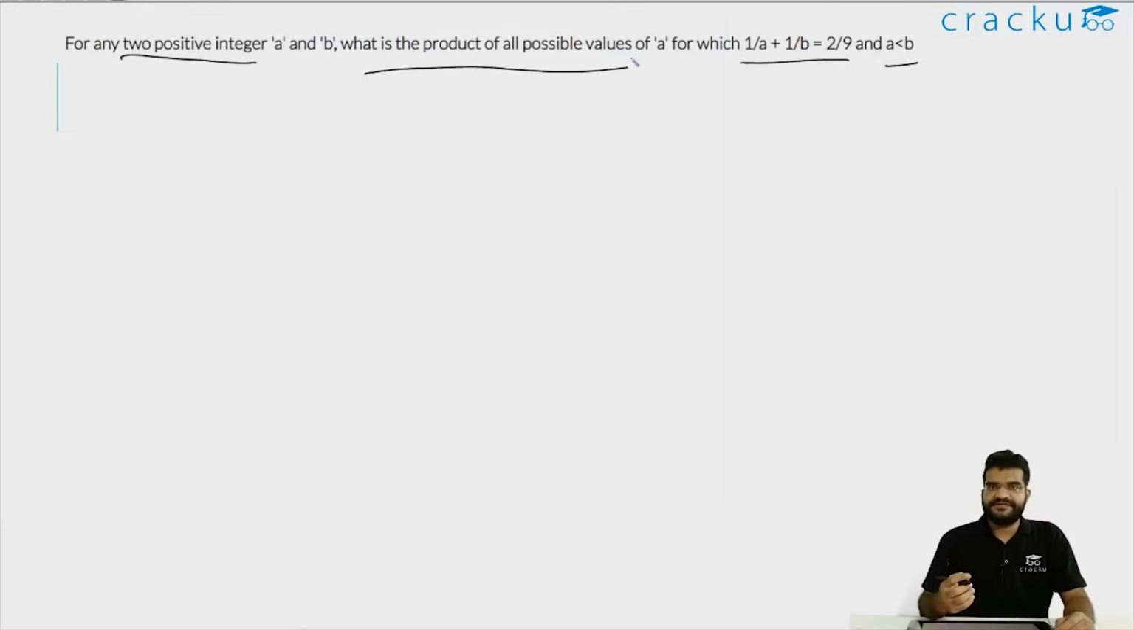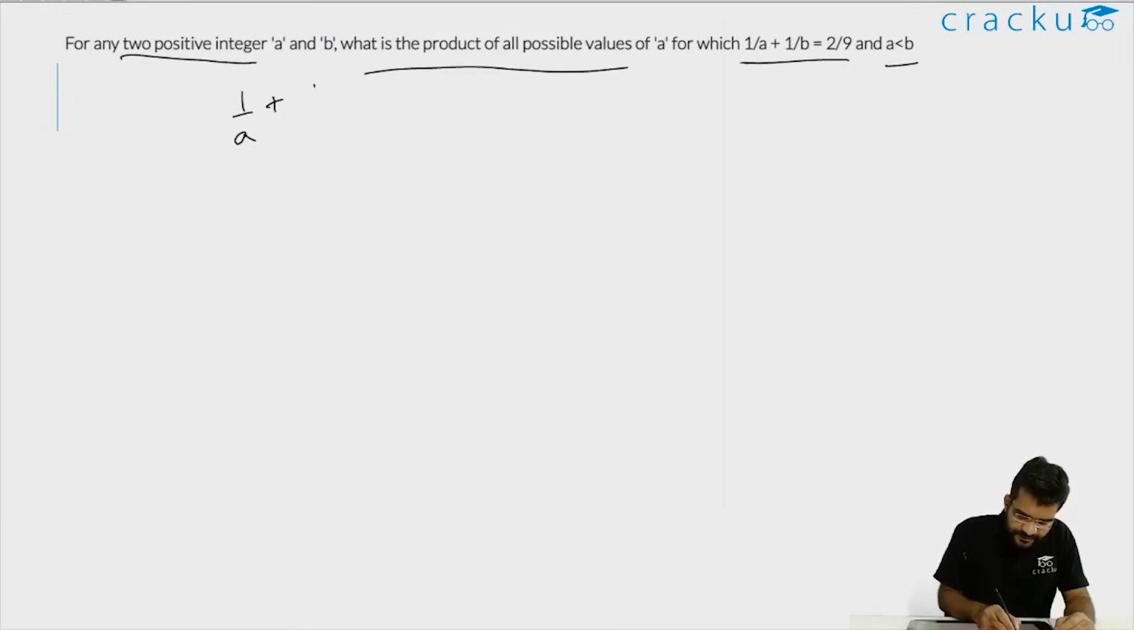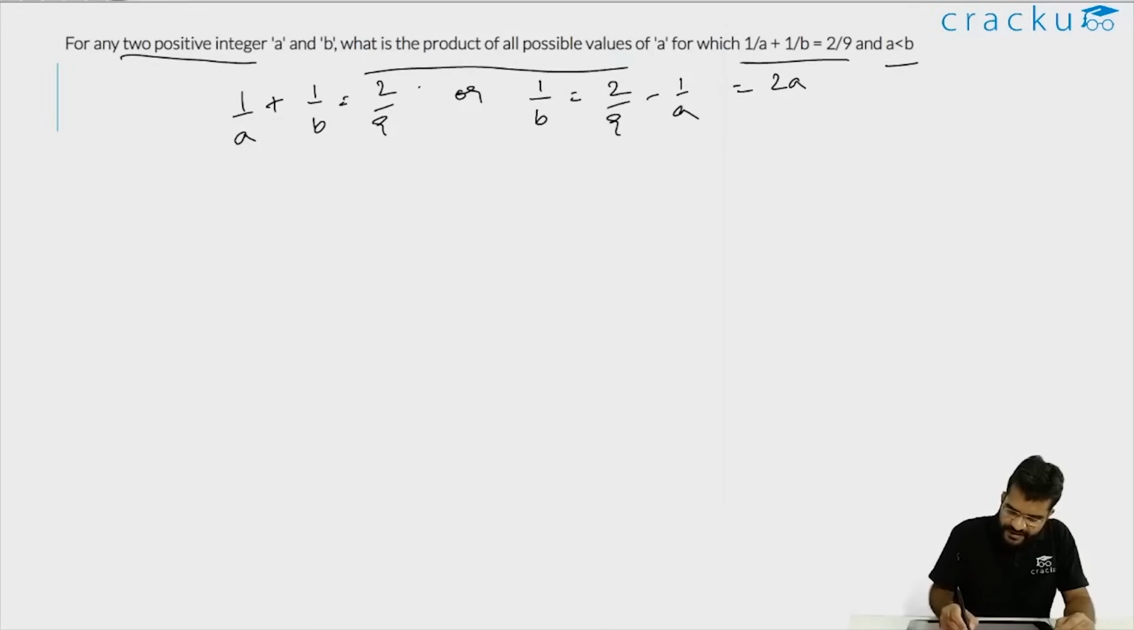So in these kind of questions, we'll try to find out the value of one in terms of the other and then try to find out if we can find some sort of a pattern because both of them have to be positive integers. So 1 by a plus 1 by b is equal to 2 by 9 or 1 by b is equal to 2 by 9 minus 1 by a. This will equal (2a minus 9) by 9a. This is the value of 1 by b, or b is equal to 9a by (2a minus 9).